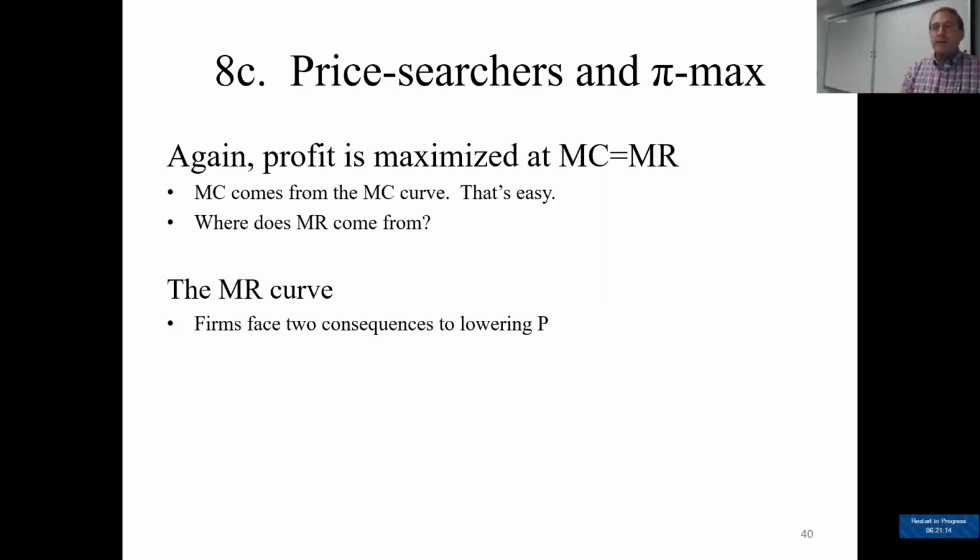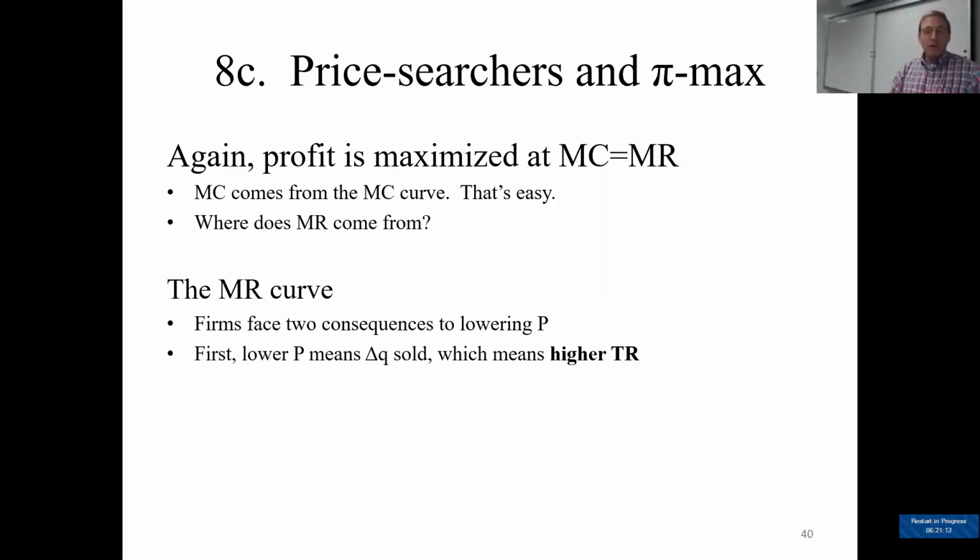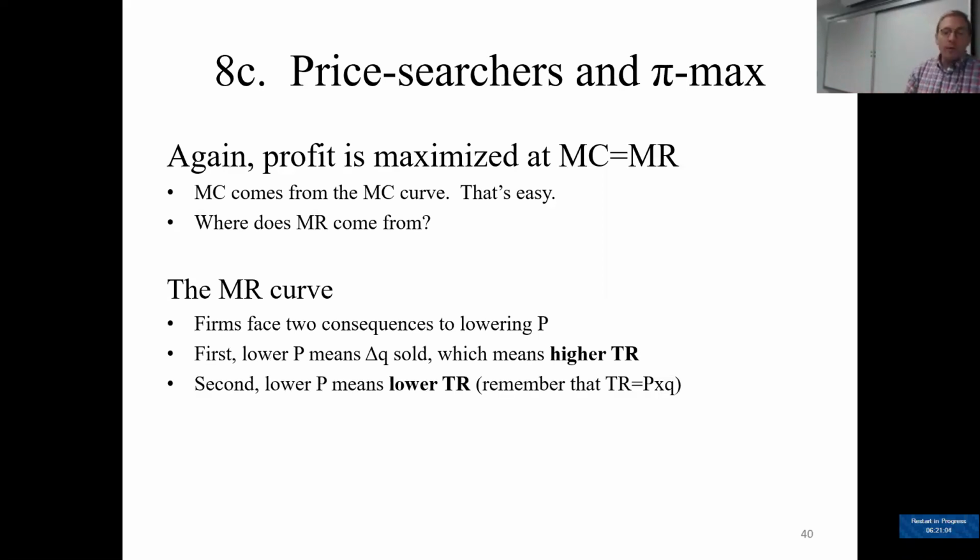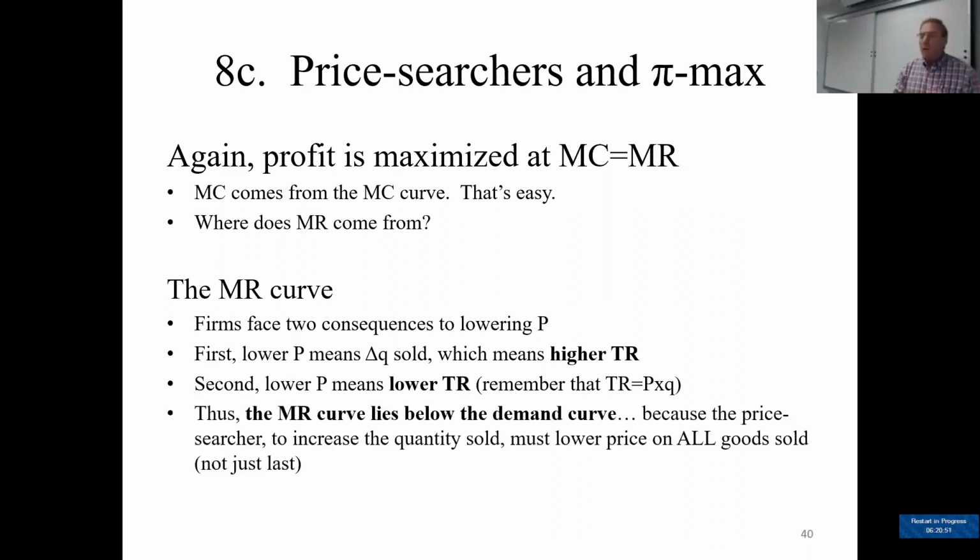If you lower the price, there are going to be two consequences. The first one means that a lower price means you're selling more. That's going to tend to drive up your revenue. At the same time, a lower price means that your revenue is also going to be falling because the sales price is falling. So there are upward pressures and downward pressures. How can we figure this out? And the bottom line is the marginal revenue curve is going to lie below the demand curve because the price searcher is going to have to lower the price on all the units sold and not just the last one. Let me explain that with an example and then come back to that if there are any questions.